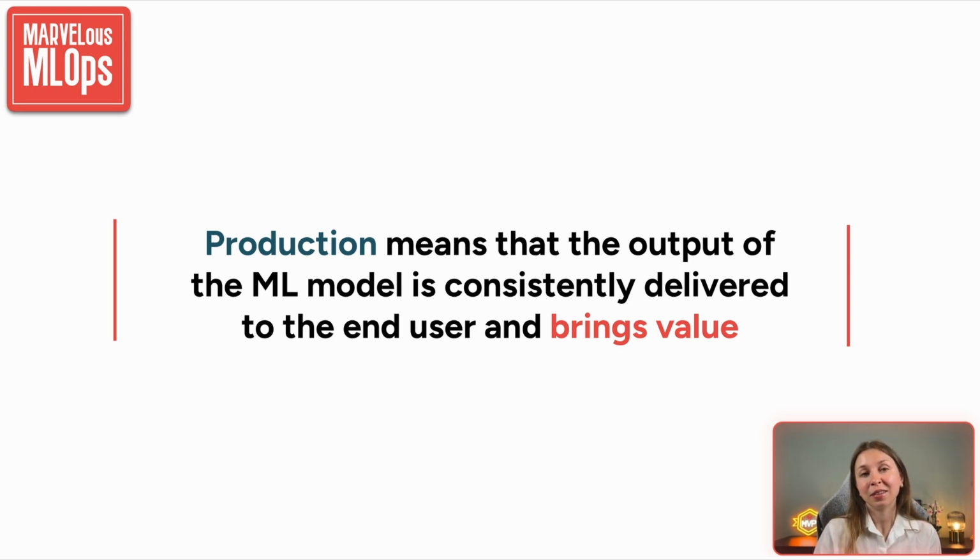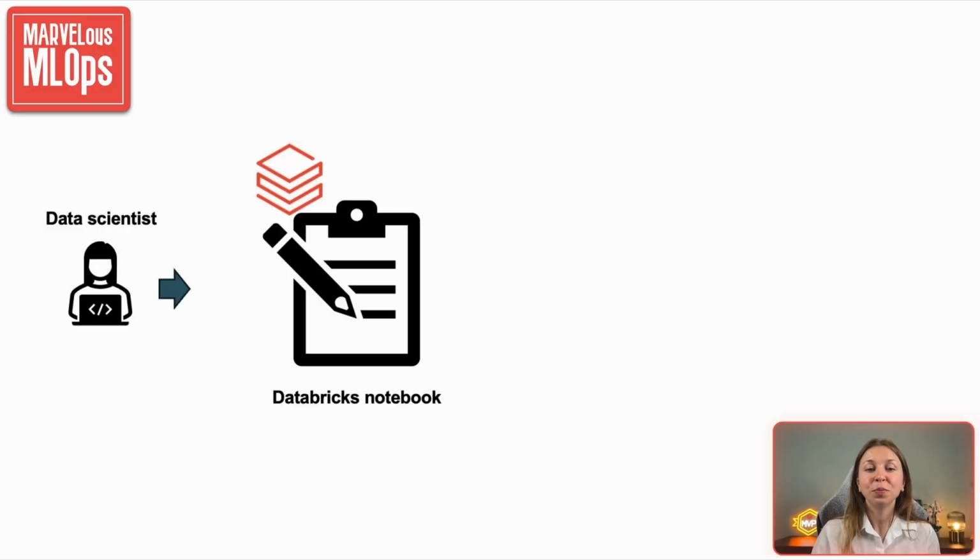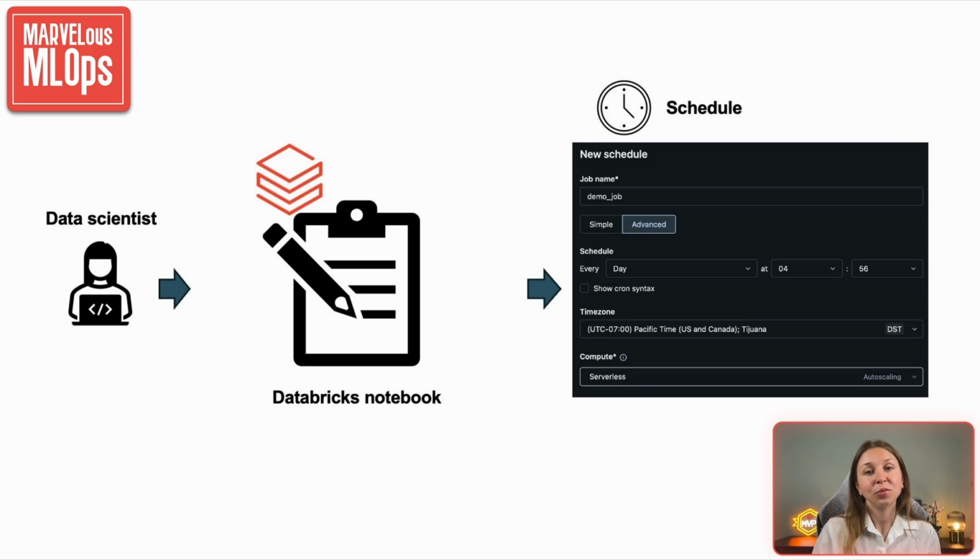Let me give you an example. So let's say we have a manager of fulfillment and he gives a task to a data scientist to develop a demand forecasting model. So the data scientist works on it, has a POC, probably a Databricks notebook, probably a big one, maybe 1,000 lines of code. And well, we want to deliver this value consistently, so he decides to schedule it in Databricks, just because you can and it makes your life easier.